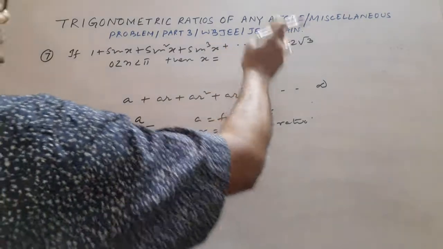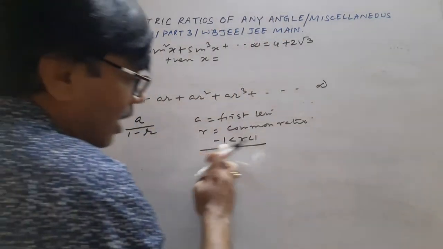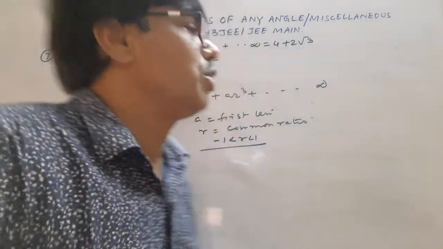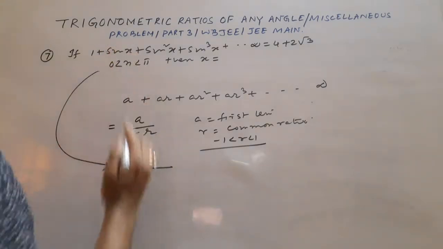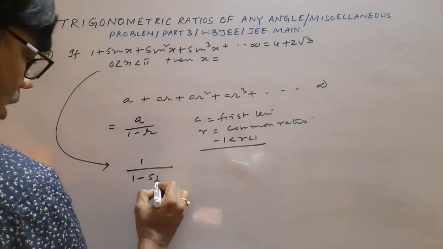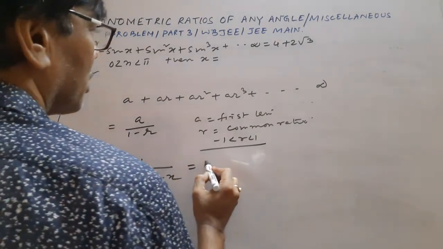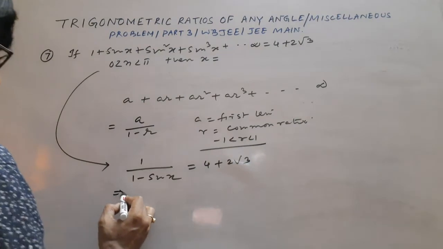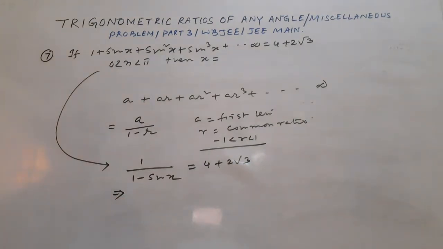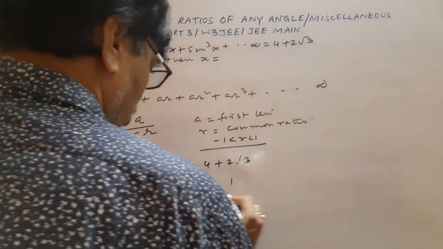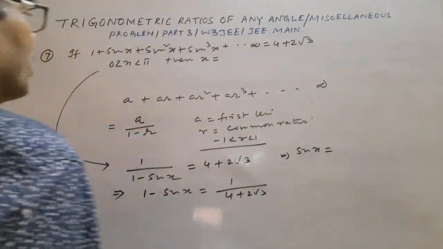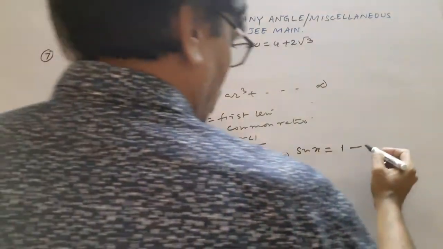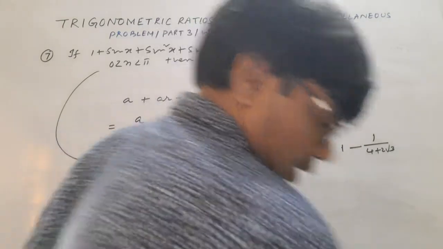Now look at the problem. 1 plus sin x, sin square x, sin cube x. So the ratio is sin x, and sin x lies between minus 1 to plus 1. So we can use the formula of infinite GP series. The formula is a by 1 minus r. What is a? 1, the first term. The common ratio is sin x. So 1 by 1 minus sin x equals 4 plus 2 root 3. So 1 minus sin x equals 1 by 4 plus 2 root 3. So this implies sin x equals 1 minus 1 by 4 plus 2 root 3.